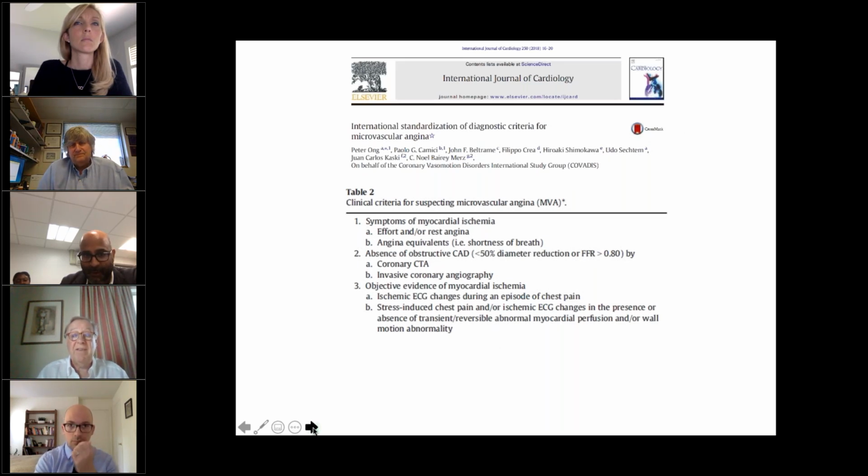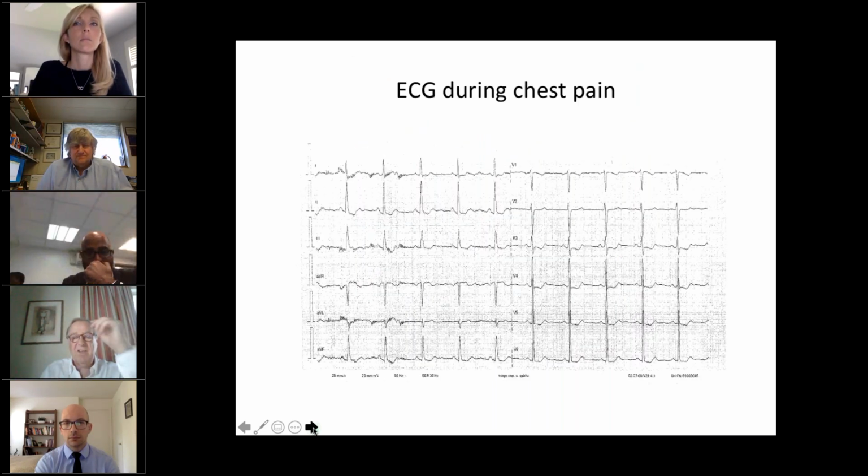The third criterion is some objective evidence of myocardial ischemia. This is generally best shown on ECG, both at rest or during stress. Next. This is the ECG of the patient, and you can see, particularly in the inferior leads, but also in the precordial leads, there is a clear horizontal ST depression of more than 1 millimeter. So this is an electrocardiographic sign of ischemia.